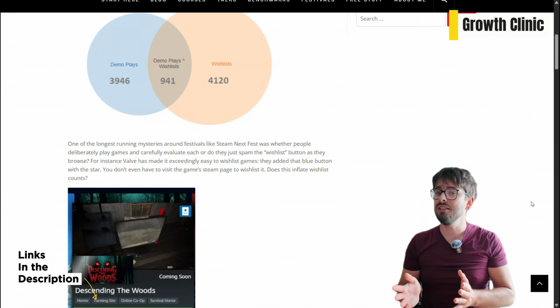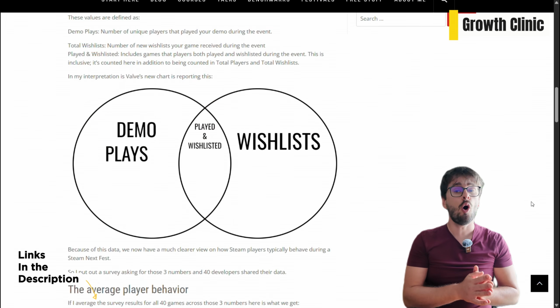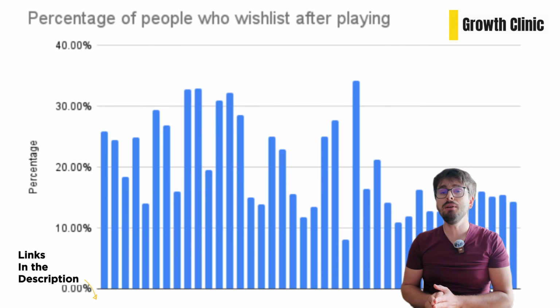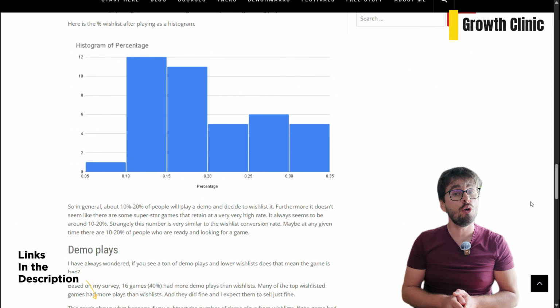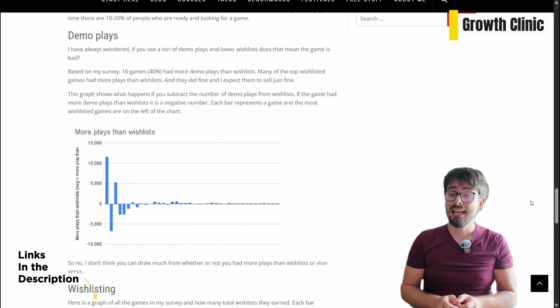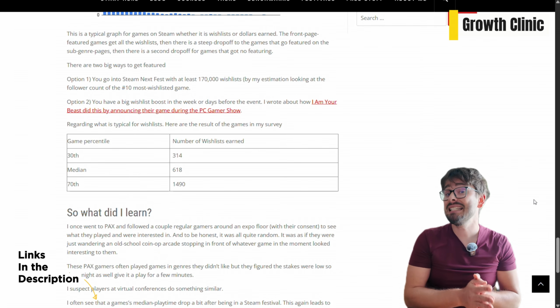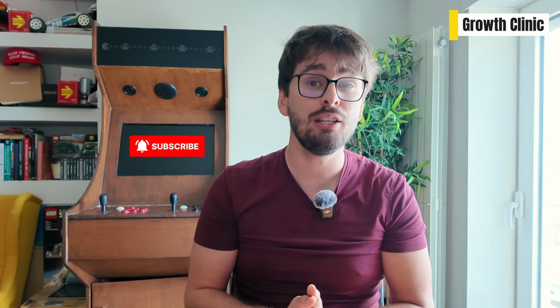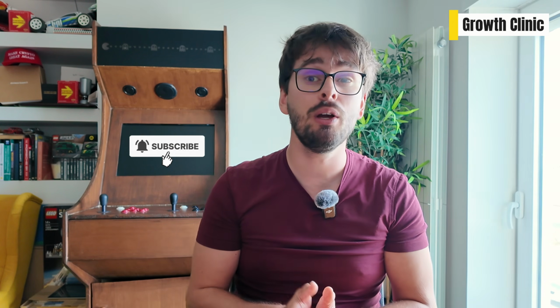Chris Zukowski's analysis of Steam's Next Fest in June 2024 found that on average, only 20% of demo players go on to wishlist the game. And the median game earned 618 wishlists. That's a useful number, but what's most important is the 80% of your demo players that walked away without any commitment. And the standard Steam demo has no mechanism to bring them back.